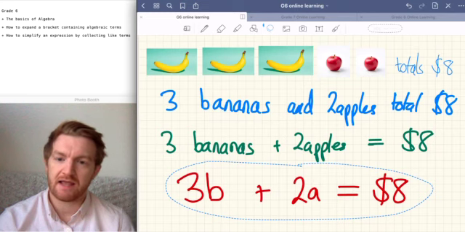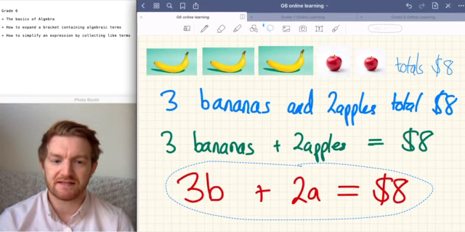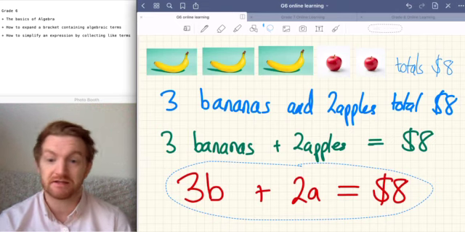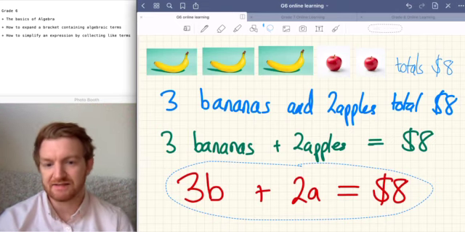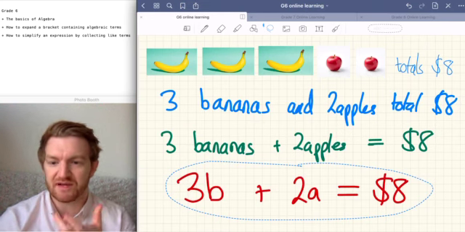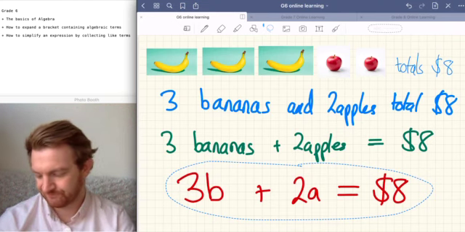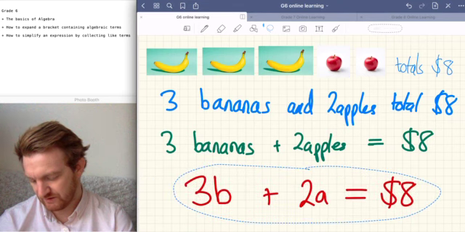We can take a very simple real-world situation. Instead of writing a whole sentence out, we can use symbols like the plus and the equals, and we can use letters like A and B, or any of the 26 letters of the alphabet, and we can change a situation into a mathematical algebraic expression. Didn't want to do that. We'll go to the next page.